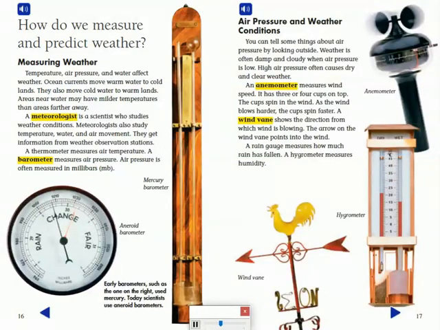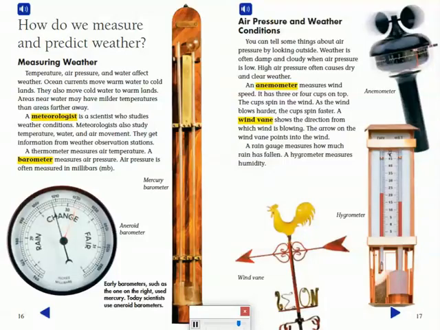An anemometer measures wind speed. It has 3 or 4 cups on top. The cups spin in the wind. As the wind blows harder, the cups spin faster. A wind vane shows the direction from which wind is blowing. The arrow on the wind vane points into the wind.